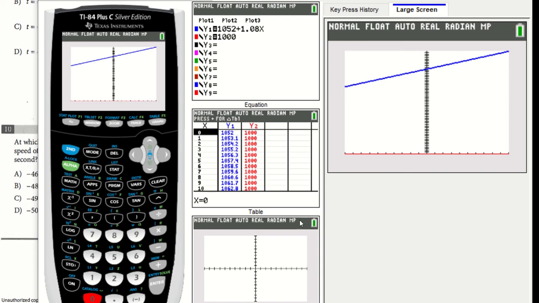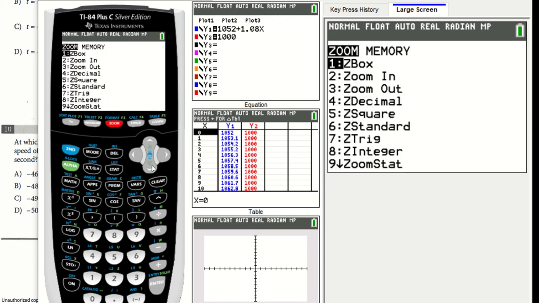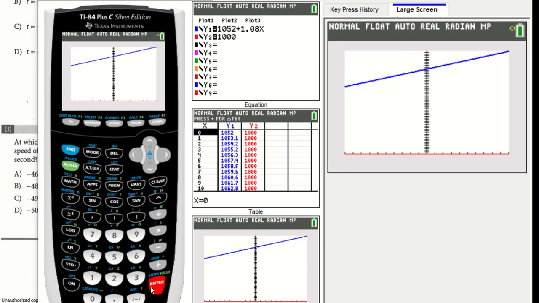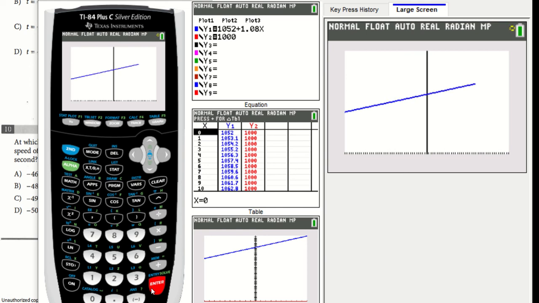Okay. I'm going to zoom out for a second. Zoom out. And I think I'll zoom out one more time as soon as it's done graphing. So let me zoom out one more time. Okay, good.